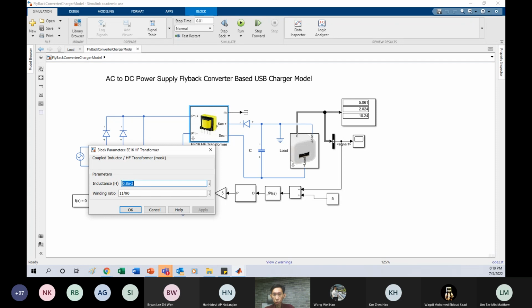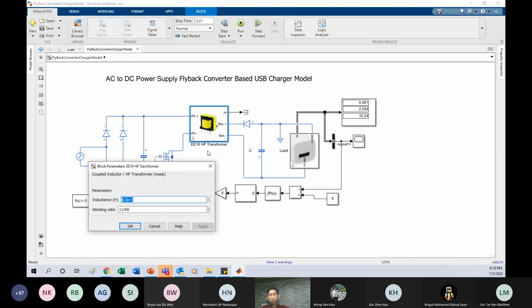Any value you need to know, please let me know. Of course, this value I obtained from the data sheet for this EE16, the real flyback transformer. With a PI, you should be able to make a nice charger. So this is the most fundamental one.